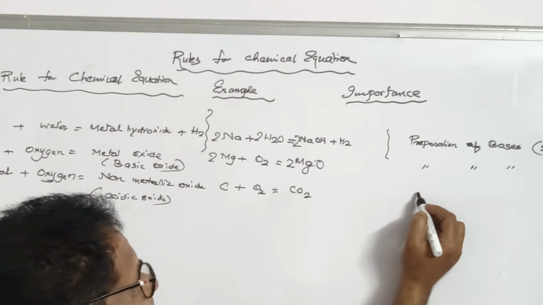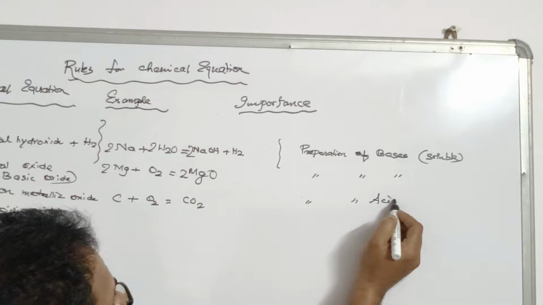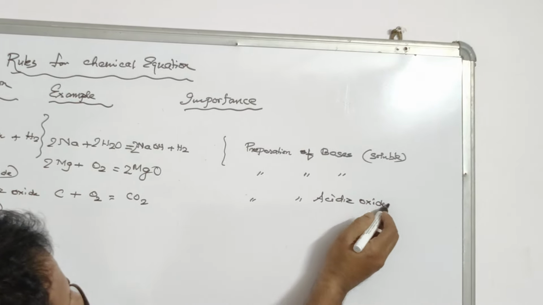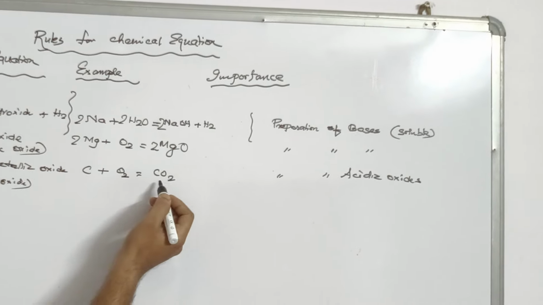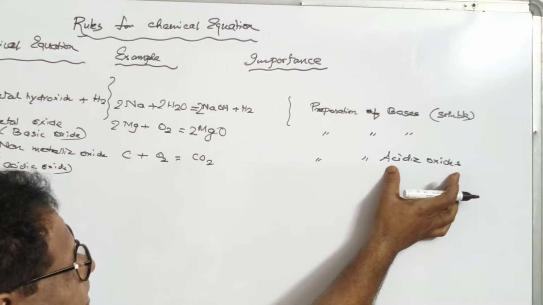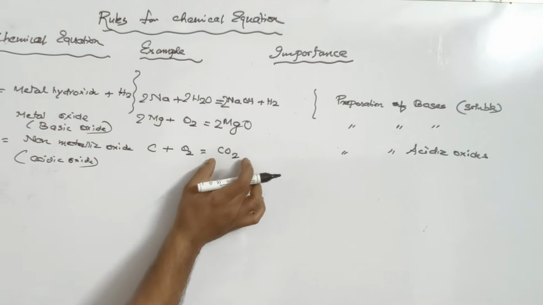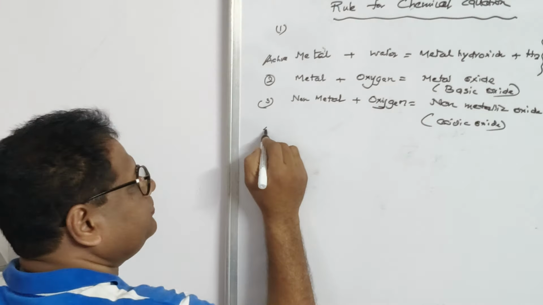So if you want to prepare an acidic oxide, preparation of acidic oxides, okay, which are also called non-metallic oxides. You know why they are called acidic oxides? Because these acidic oxides dissolve in water to form corresponding acids. Let us give one example.